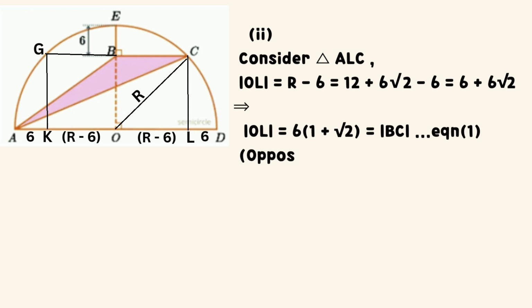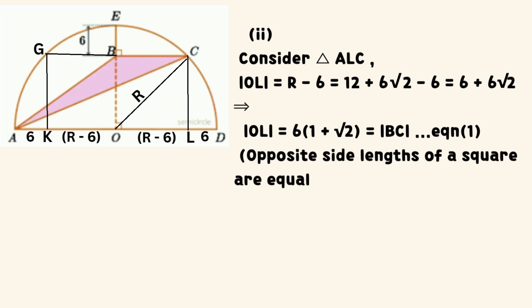Consider triangle ALC. Line OL equals R minus 6, which equals the sum of 6 and 6 times the square root of 2, as shown on the screen. It implies that line OL equals the product of 6 and the sum of 1 and the square root of 2, which equals line BC. We call it equation 1.